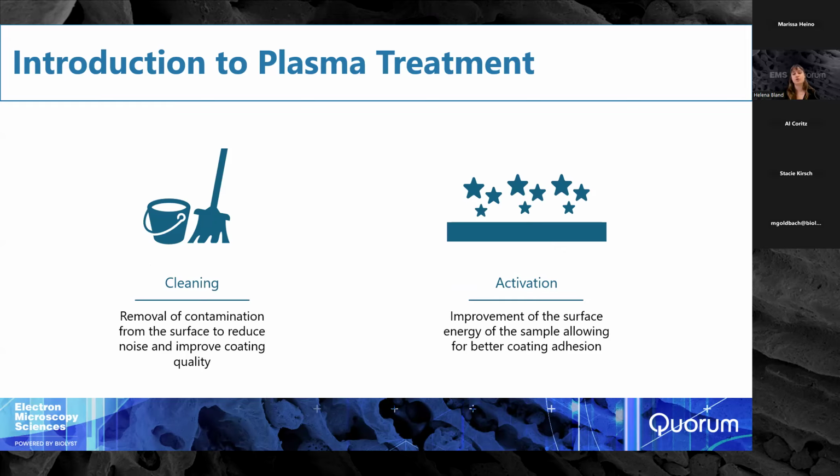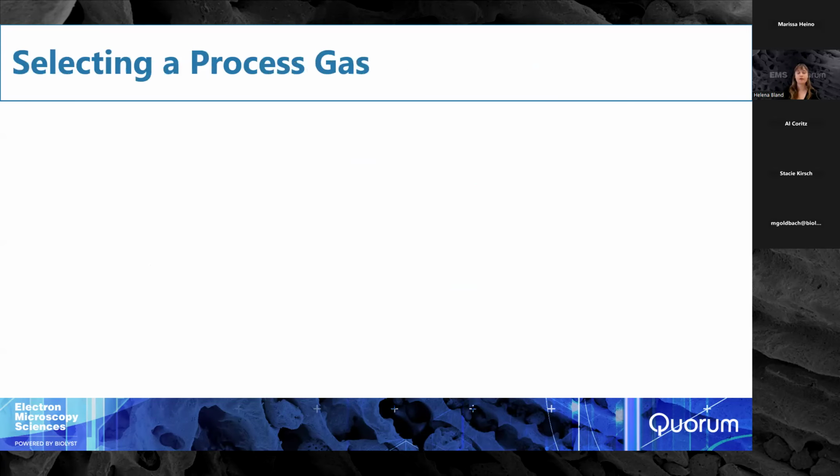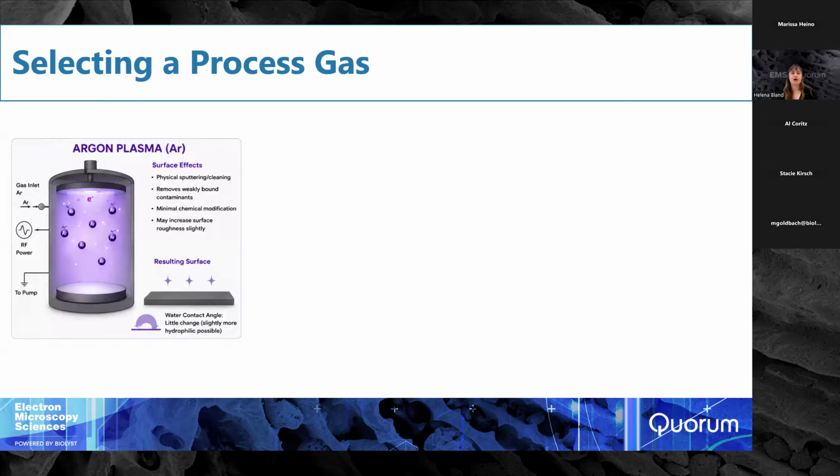So that's to change the hydrophilization of the surface, which can help to improve adhesion to that surface. When we're thinking about doing plasma treatment, there's a few things you want to consider before you start plasma treating your samples. And the first one of that is selecting the correct process gas. There's lots of different gases you can use for plasma treatment, but there's different reasons why you might use different gases. The first one I wanted to talk about is argon plasma.